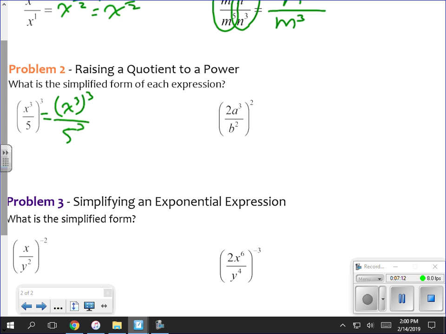So x cubed, what we did on Tuesday, when you raise a power to a power, you multiply the exponents. So I get x to the 9th. And for our purposes, go ahead and leave that as 5 cubed. If you wanted to work that out, that would be 125. If you want to leave it as 5 cubed, I'm okay with that. So try the next one.